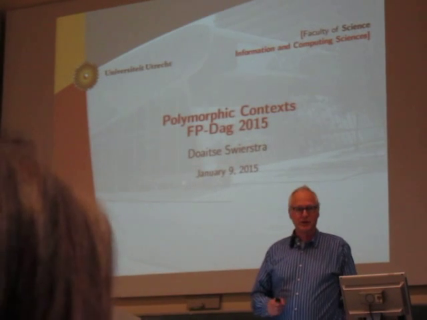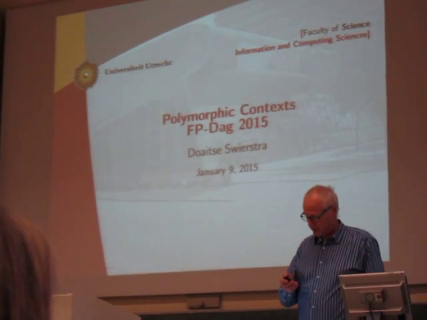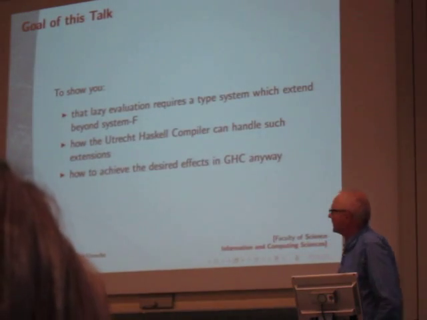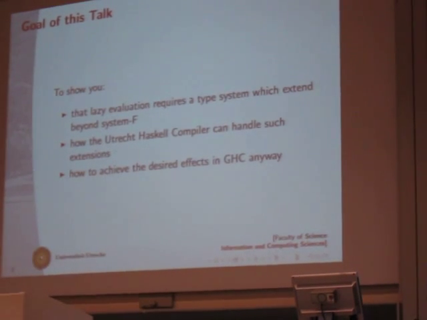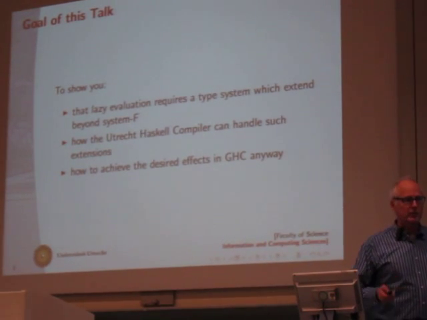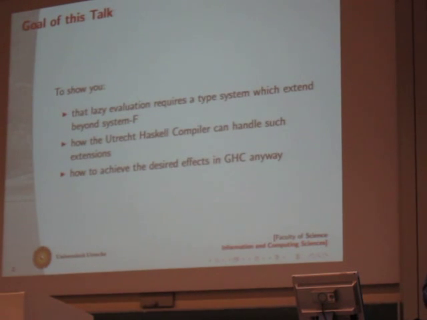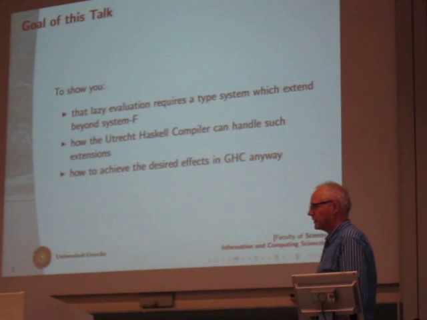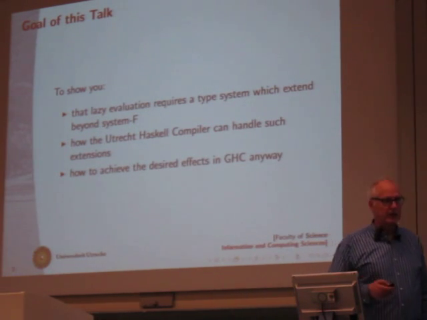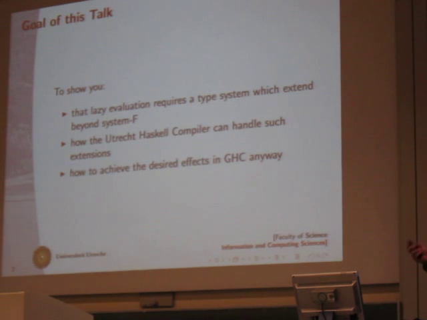I came up with the phrase polymorphic contexts, which I hope will be famous from now on. So the goal of this talk is to show you that if you have lazy evaluation, actually something like system F, the type system, is not enough. We want to have something extra because there are useful programs which we want to write, but which we can't type check and type using system F.